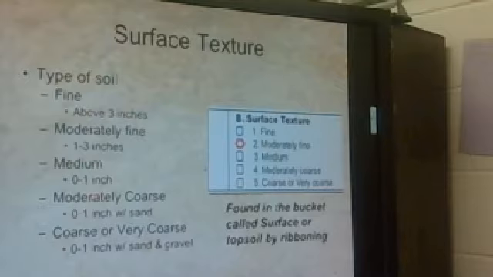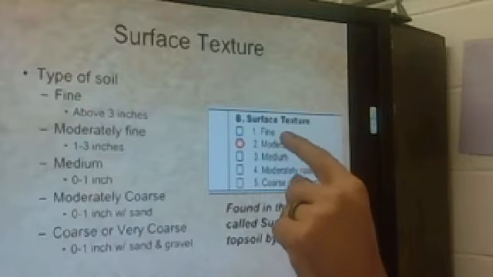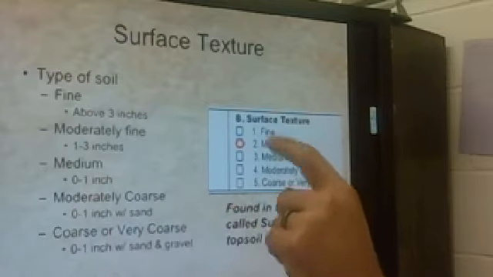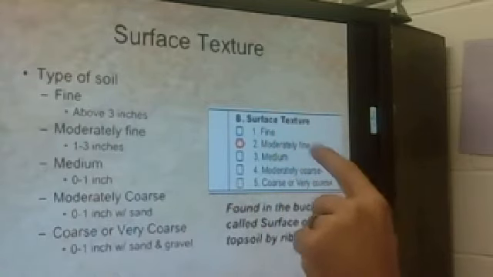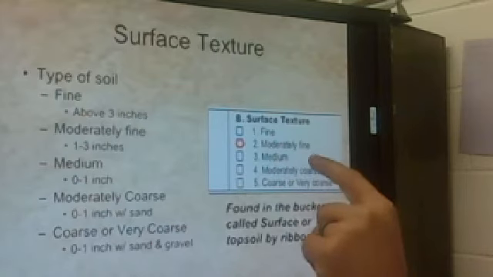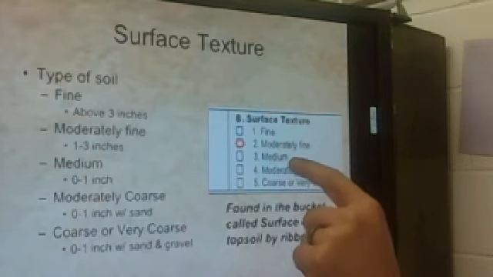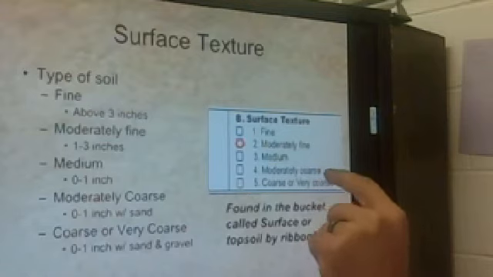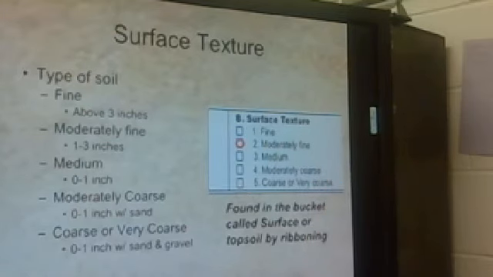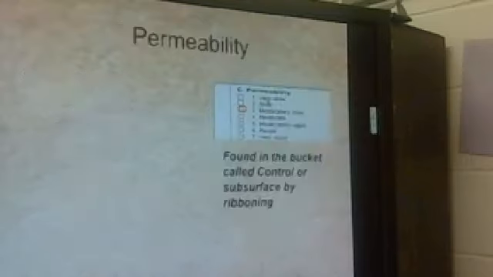I kind of like what Jacob's doing over there, where he's writing down right here, above 3 inches. Then over here, he's writing down 1 to 3 inches, 0 to 1 inch, 0 to 1 inch for medium, and then 0 to 1 inch with sand for moderately coarse, and no ribbon for coarse. Again, pause it if you don't have it. If you got it, roll on.